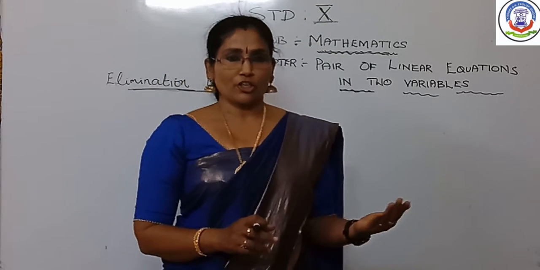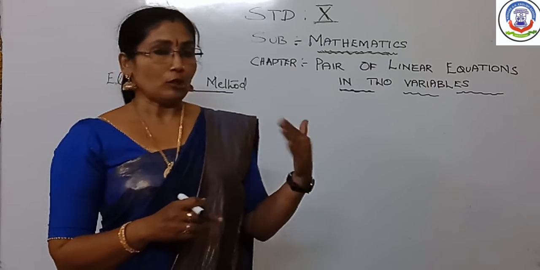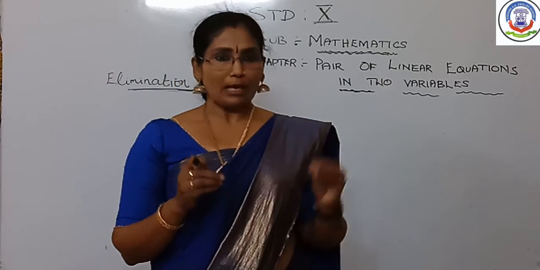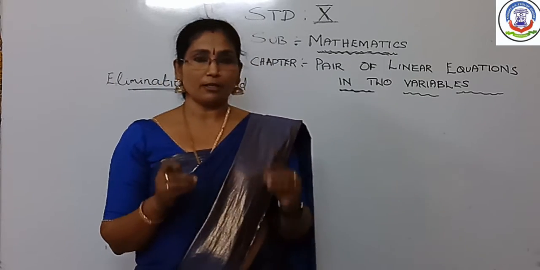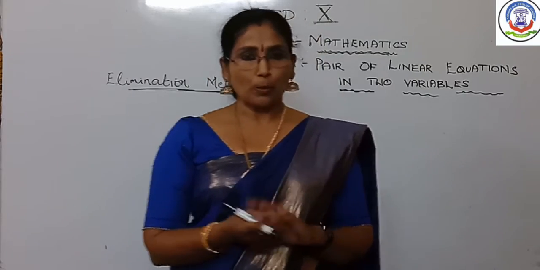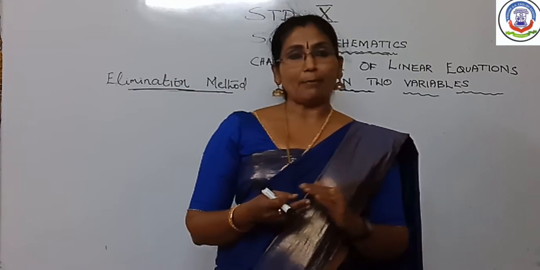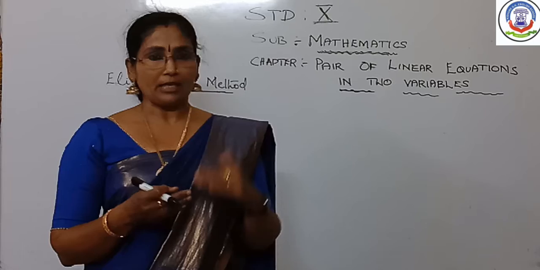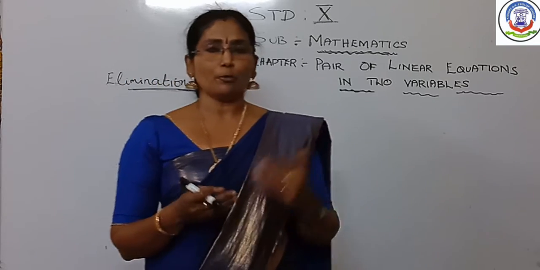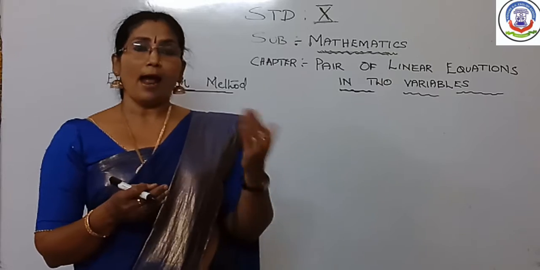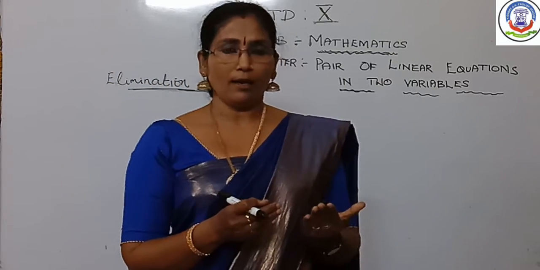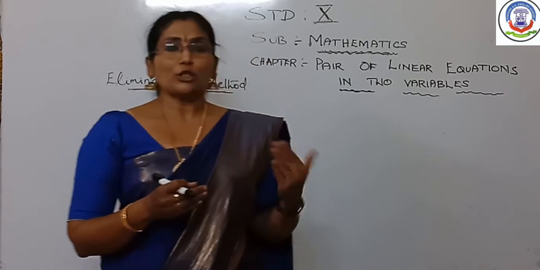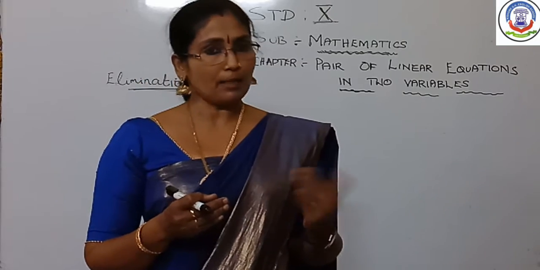In the previous section, what you have learned, we are going to summarize again a little bit, because you have already learned what the elimination method is. What is that elimination method? A pair of linear equations in two variables is given. You have to eliminate one of the variables by multiplying with a non-zero constant. If the coefficients are not equal, you multiply with a non-zero constant and make the coefficients equal, and eliminate either x or y by suitable operations like addition and subtraction.